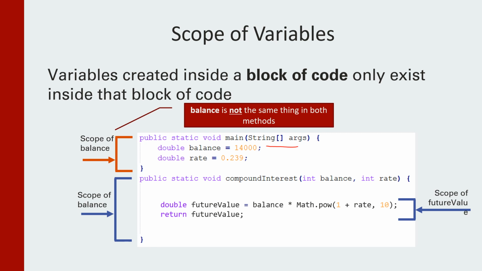And here I have something else, which is this method called compound interest that takes in a parameter called balance. This is not the same balance that is in the main method. It has a different scope. So I mentioned that you could use the same parameter names, although I think sometimes this can be quite confusing. I think it helps to try to name things differently wherever possible.